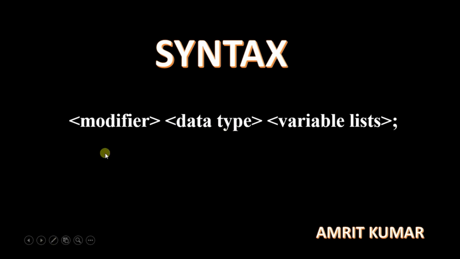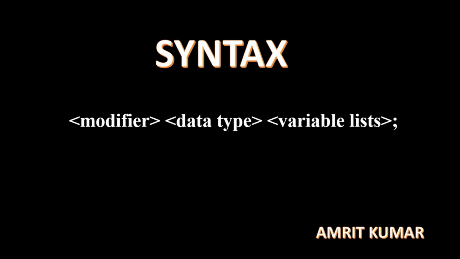So what happens here is that when we give a modifier, it may be signed, unsigned, short, long, or long long. Whatever types we have studied may be used here. So you have to use the modifier first, and after that you have to use the data type. And this is the variable list, or we can say the variable name you have to declare here. Then you place a semicolon for the termination. So actually this is the syntax of how to apply a modifier to a variable name.